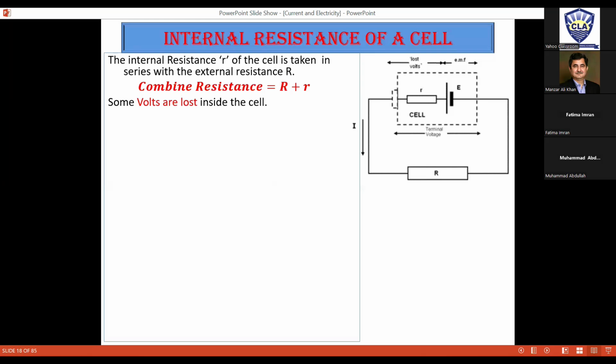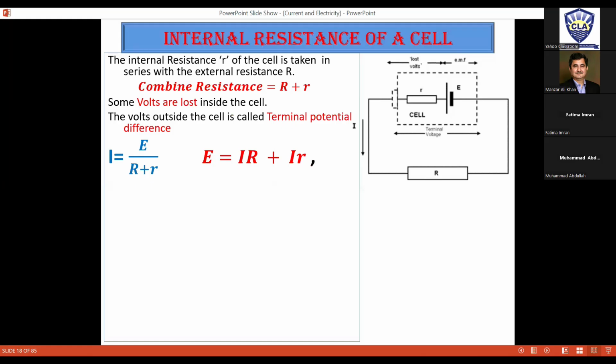So if I ask you what is the total resistance of the circuit, it will be R plus small r. दोनों रेजिस्टेंस को इन सीरीज ऐड करेंगे. So how we find the EMF? We know that I will be equal to E over R plus r. अगर हमें करंट निकालना है तो EMF को हम टोटल रेजिस्टेंस से डिवाइड करेंगे. And from there we get the formula for EMF is equal to I R plus I into small r.